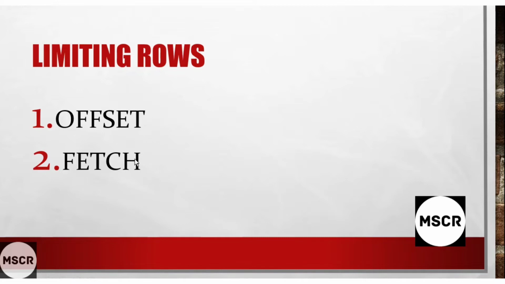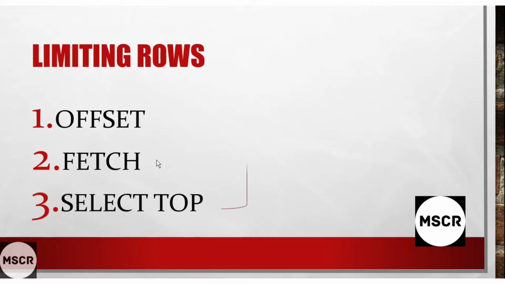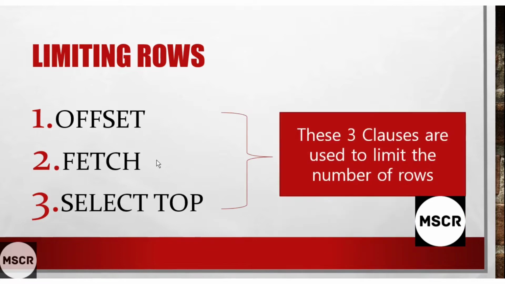The third clause is called select top. This clause will help us to get the top rows present in the table. It depends upon the condition we give. Suppose we give the condition as top 5 rows, we get the top 5 rows from the table. So these are the three clauses which are used to limit the number of rows in a given table.